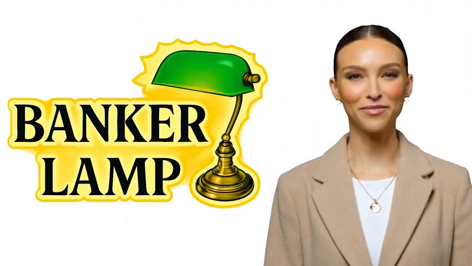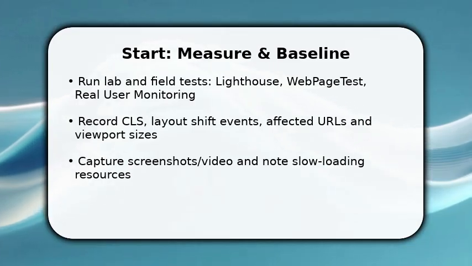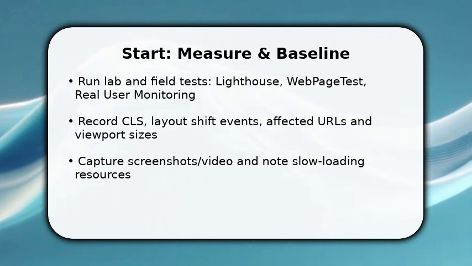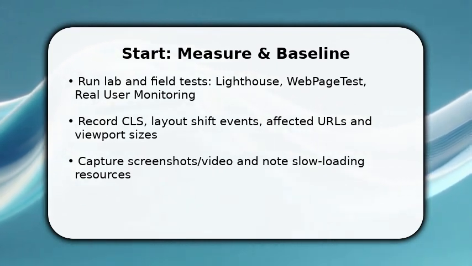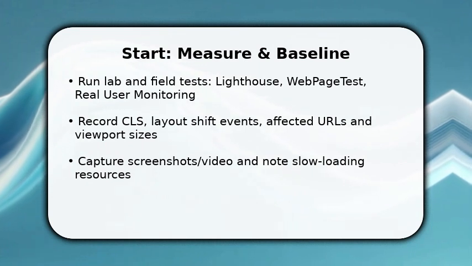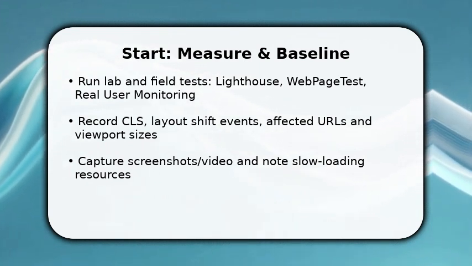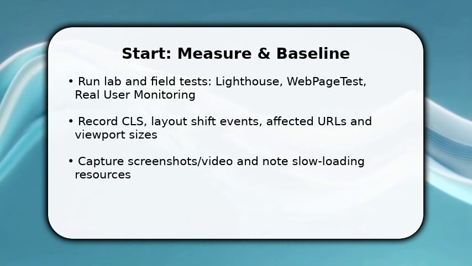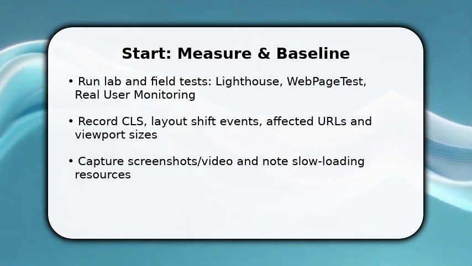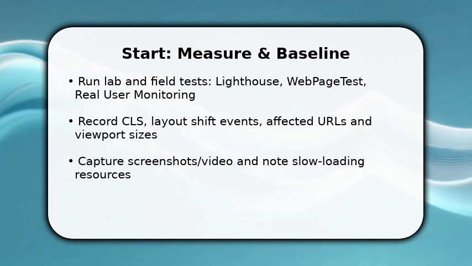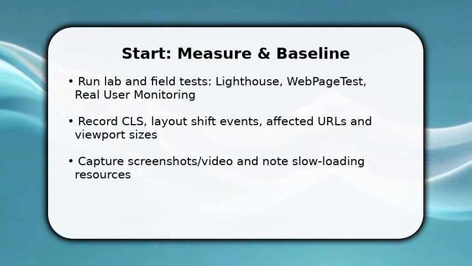Please enjoy the video. You begin by measuring. Run Lighthouse and a field RUM tool to get a CLS baseline and capture visual evidence. Focus on pages with the highest shifts. Note exact shift scores, affected elements, and the viewport sizes where shifts occur. While recording, save network waterfall and screenshots or video so you can replay the visual instability.